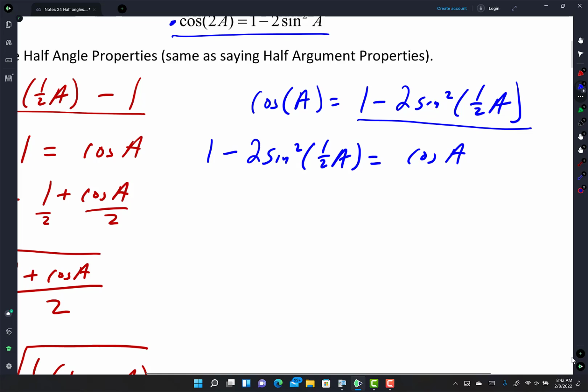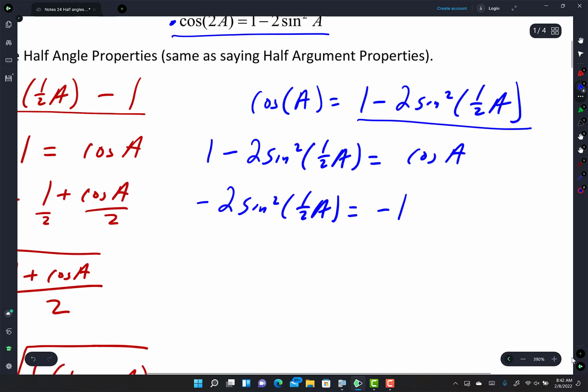I want to get rid of that 1. So what am I going to do? Well, it's 1 by itself right there. So yeah, same concept. Negative 2 sine squared half a equals, and let's put a negative 1 in the front for now, plus cosine a.